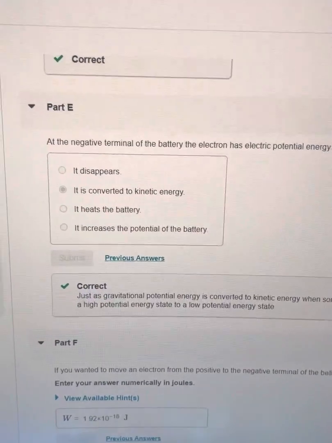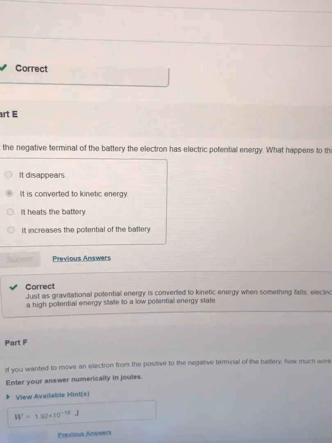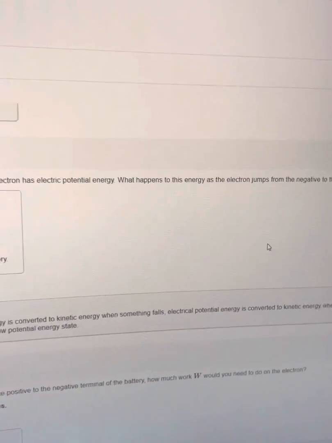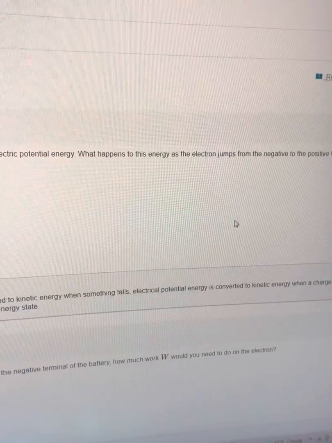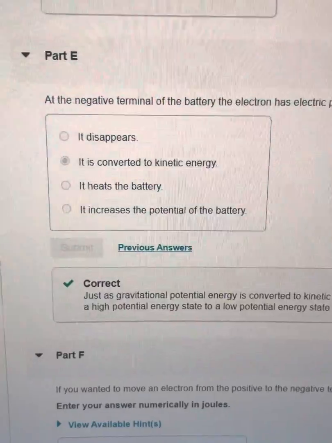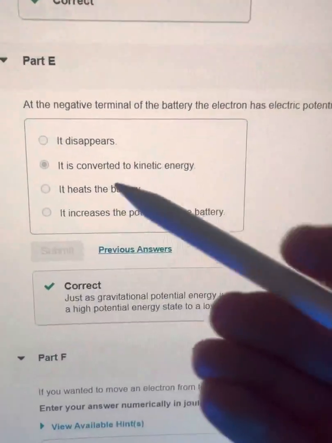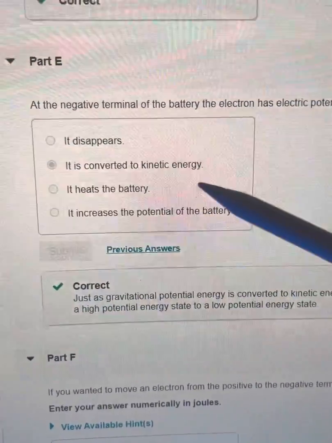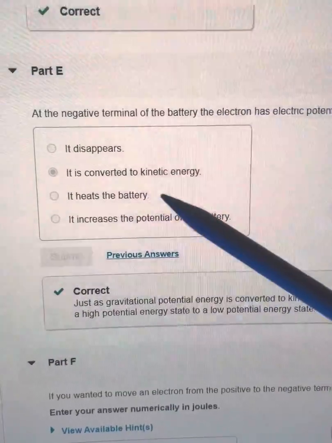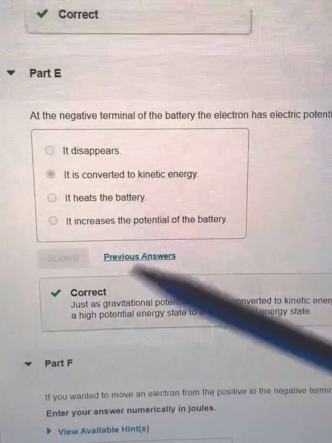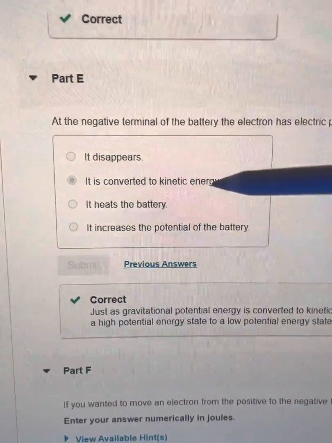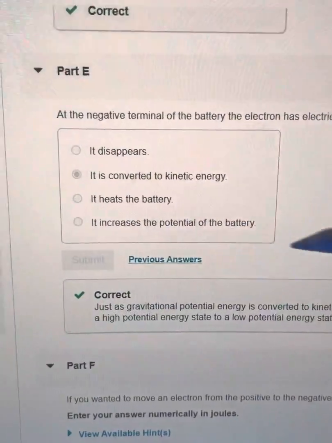In part E, we are asked, at a negative terminal of a battery, the electron has electric potential energy. What happens to the energy as the electron jumps from the negative to the positive terminal? The answer is, it is converted into kinetic energy. The reasoning is that any object that has mass and is moving will have kinetic energy, no matter how much mass. Since it's very little mass, it will be a small kinetic energy, but regardless, it still has some kinetic energy.